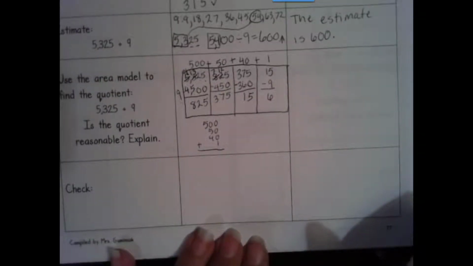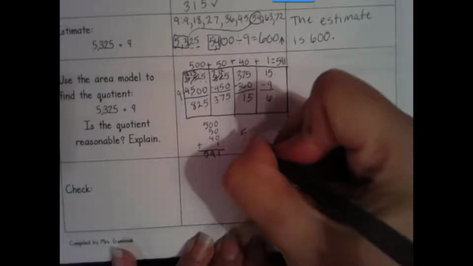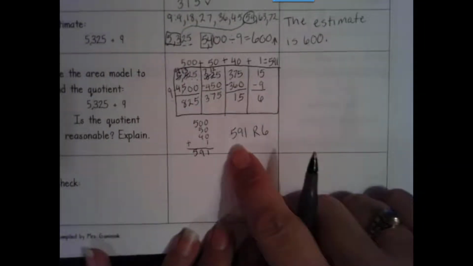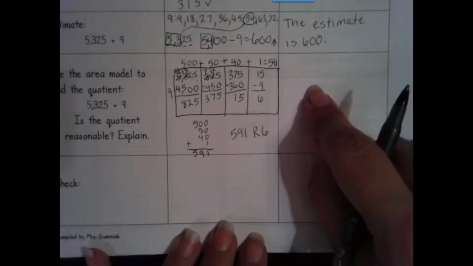So I'm going to add these together. 500 plus 50 plus 40 plus 1. You could probably do this mentally. 591 is the quotient. So 591 with a remainder of 6. Is 591 pretty close to 600? Yes, it's only 9 away. So it is very close, and I knew 600 would be greater, so it is reasonable.